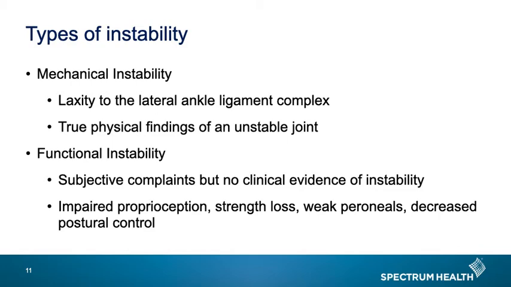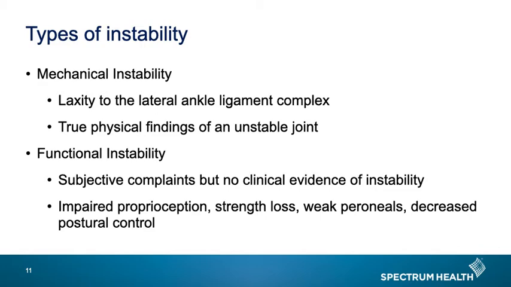When we see these patients, we do have to subdivide two types of instability. Is this mechanical instability, where there's true ligamentous laxity, where it's not stable? You're able to stress these patients and you feel it's a loose ankle joint. And so these are the type of patients that are amenable to an operation.